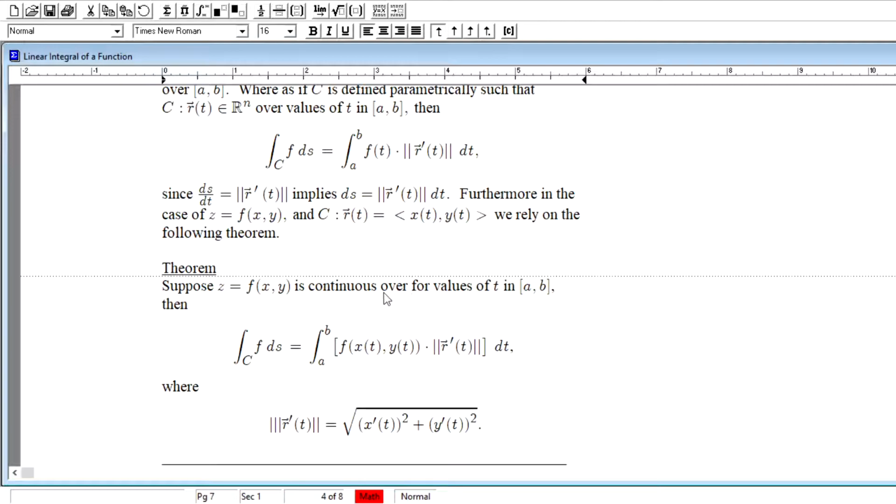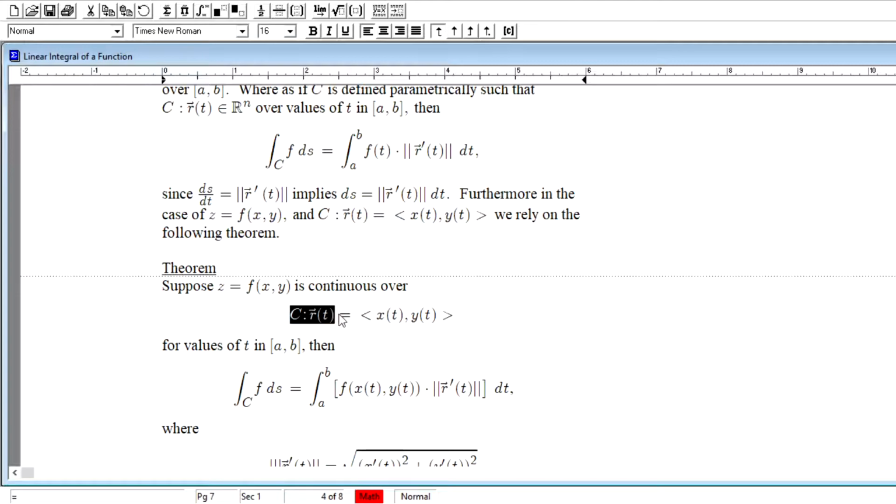Let me actually break that out here. Where c is defined by this vector valued function r bar of t, given by this two-dimensional description of position x of t, y of t in the form of this vector. And we consider c forming over values of t in some interval from a to b. Then the linear integral of f over c with respect to arc length will just be the single integral from a to b happening with respect to parameter t applied to this integrand operation.